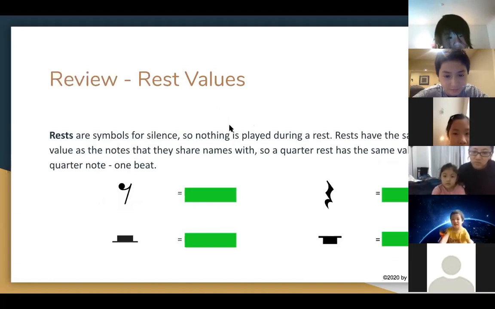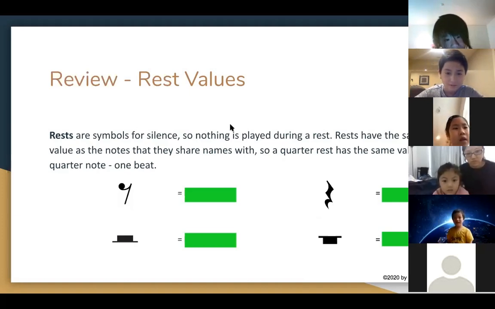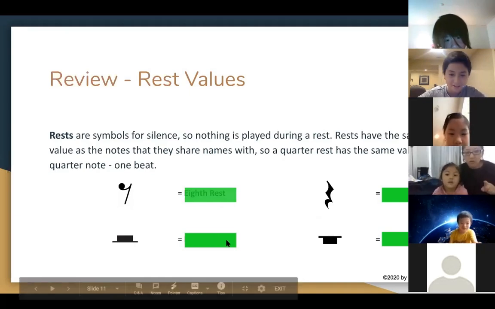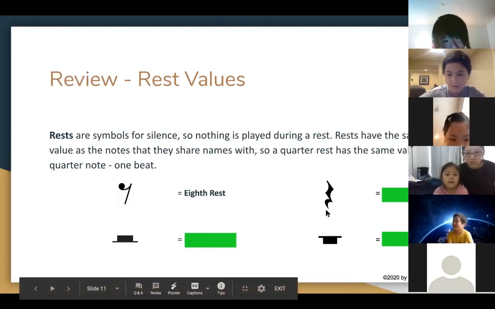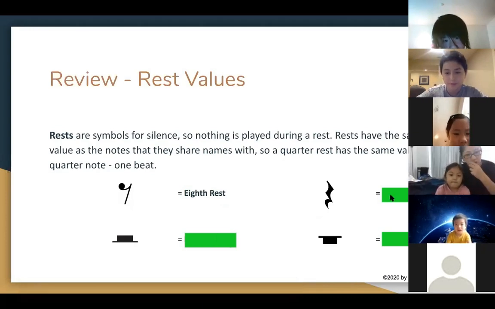Yes, the rectangle on the up and the rectangle on the bottom is 2 and 4. Yes, good job. Yeah. 4. Okay. Half rest and quarter rest. Yes, this is a quarter rest.